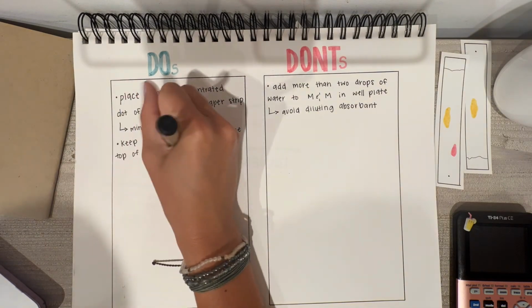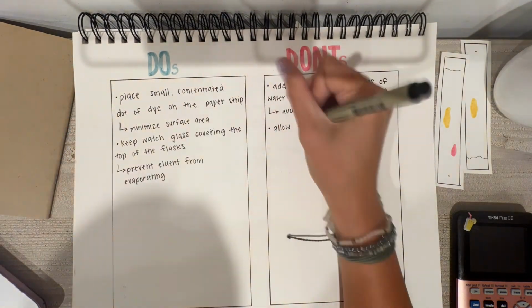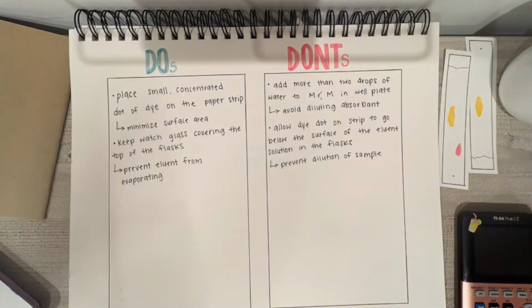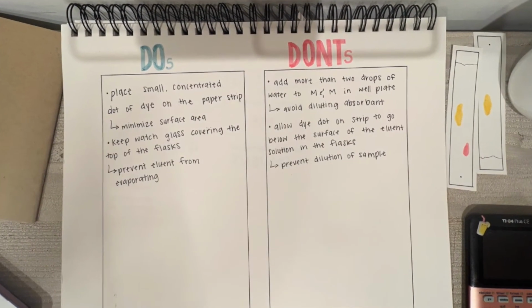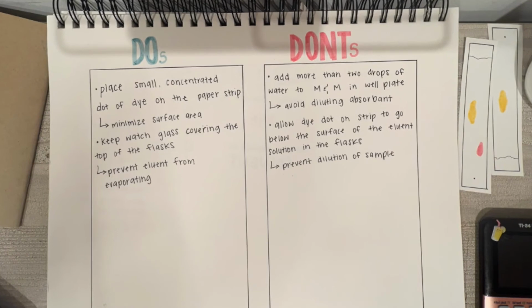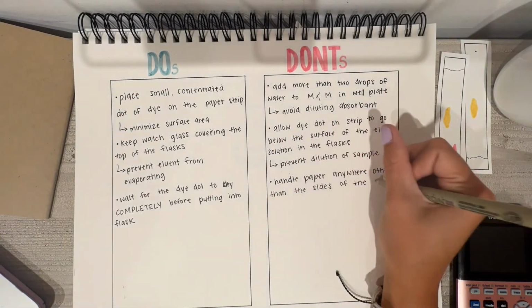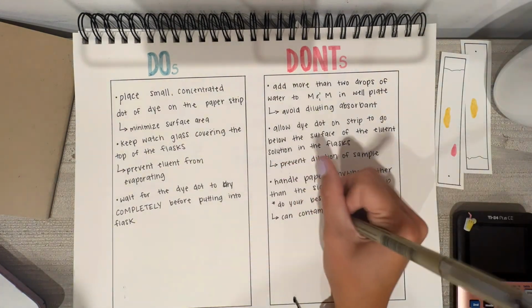Next, always keep a watch glass covering the top of your flasks to prevent the eluent from evaporating. Also, don't allow the dye dot on the strip to sit below the surface of the eluent solution in the flask to prevent further dilution of the sample. You must also wait for the dye dot to dry completely before placing it into the flask.